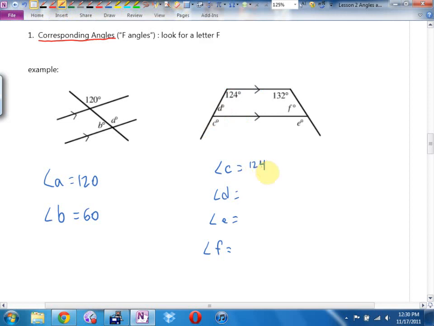How big is angle D? I'm either going to use the 124 or I'm going to use angle C. How big? 56? How'd you get that? What did we call two angles that added to 180? It started with an S and rhymed with supplementary. Yes. Okay. Now I'm going to move to angle E. I'm either going to use the 132, the 124, or one of these two guys. Ah, backwards letter F. See it? 132 corresponding. How big is angle F? 48, supplementary.